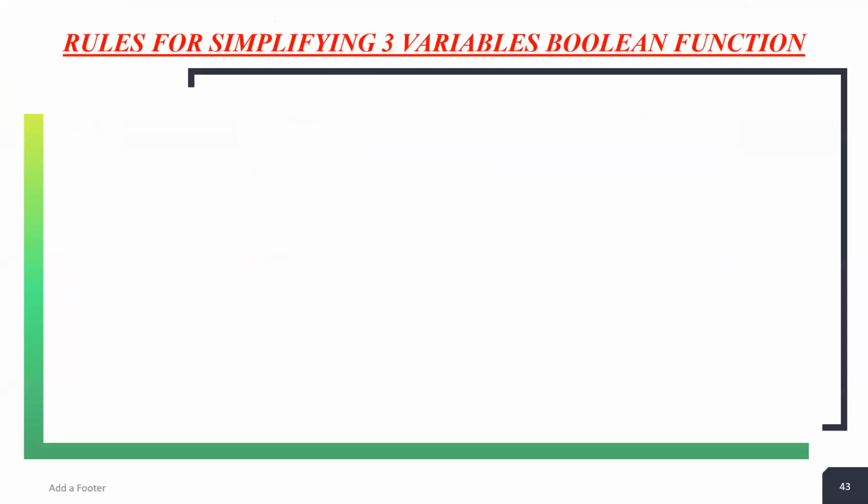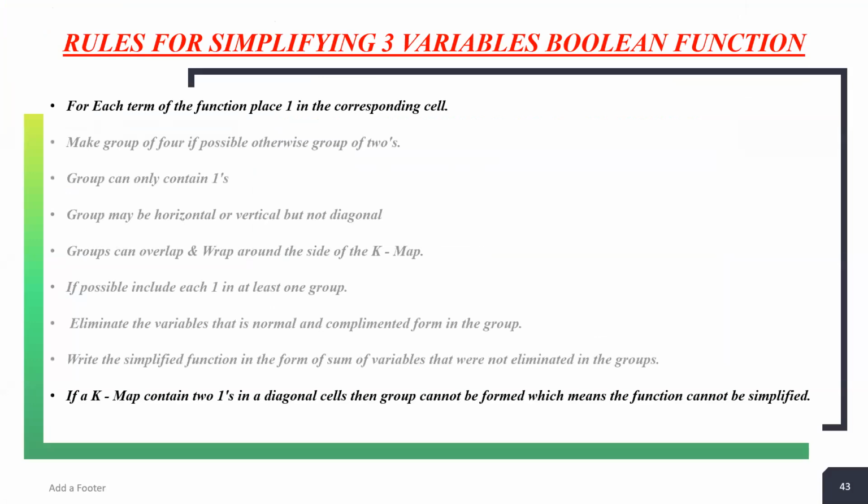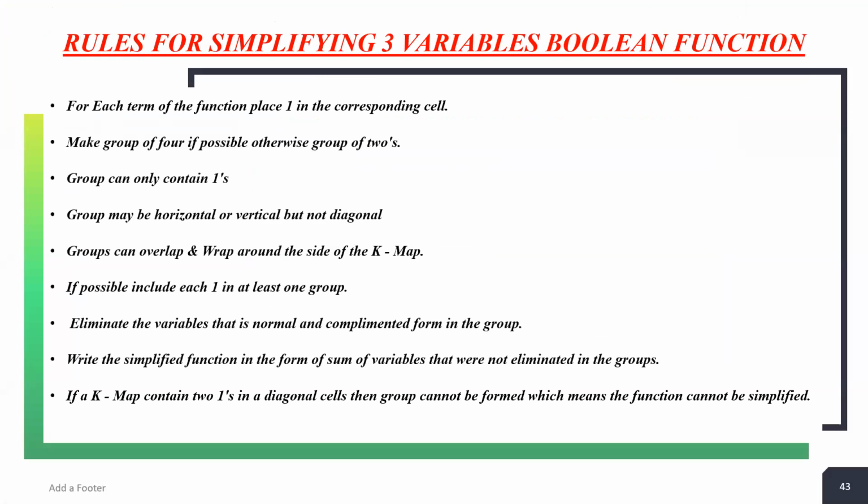Rule for simplifying three variables Boolean functions. The first one, for each term of the function, place 1 in the corresponding cell. Make group of 4 if possible, otherwise group of 2. Means when we have the three variables, you can make a group of 2s or 4s. Group can only contain ones, means we have to make the groups where the value is 1.